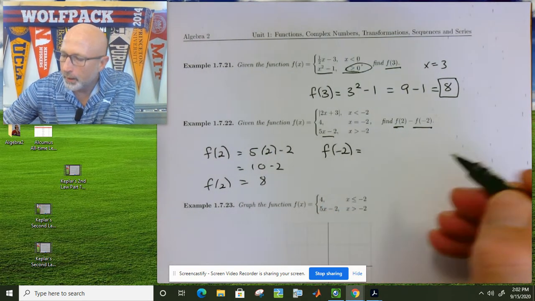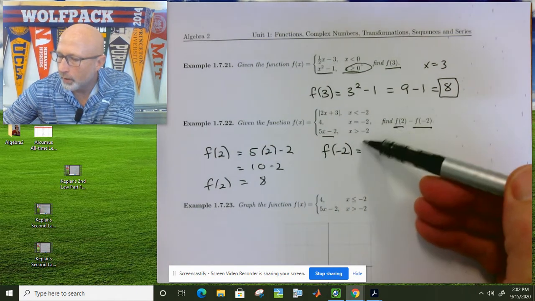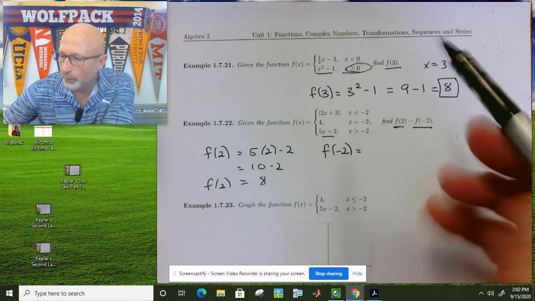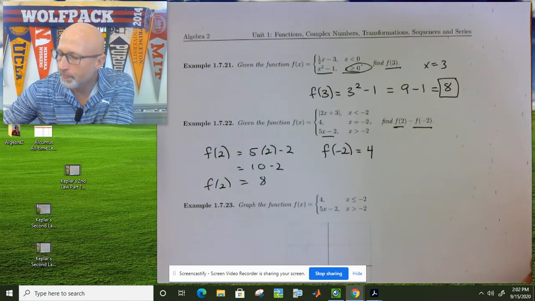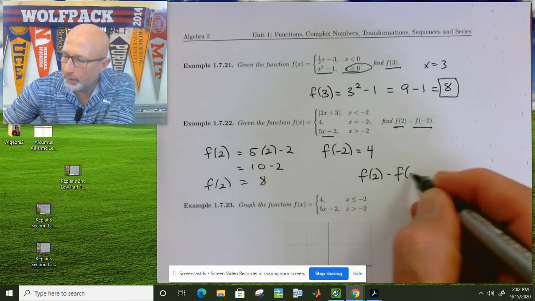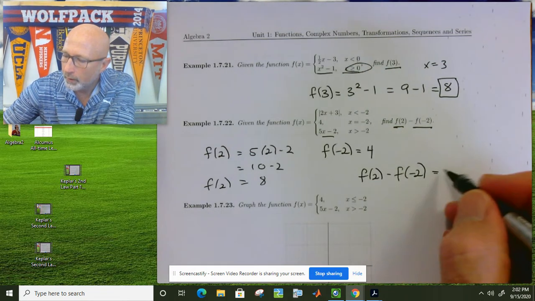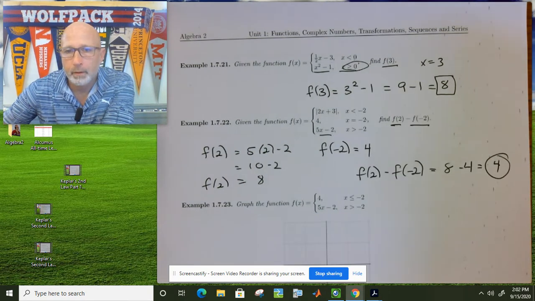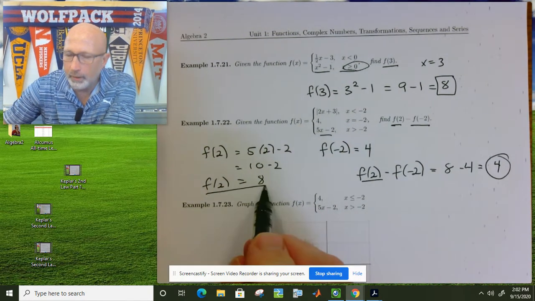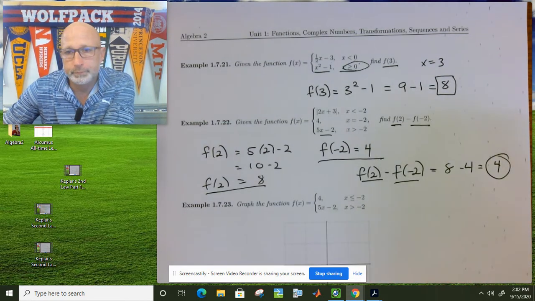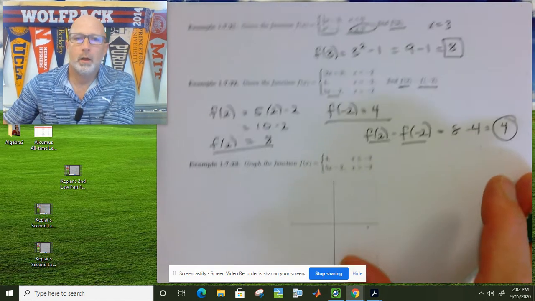Now let's do f of negative 2. If you go here, oh look, it's right there. That's f of negative 2, and it's just going to be equal to 4. So that's it. So f of 2 minus f of negative 2 is equal to 8 minus 4, which gives you 4, because f of 2 is 8 and f of negative 2 is 4.